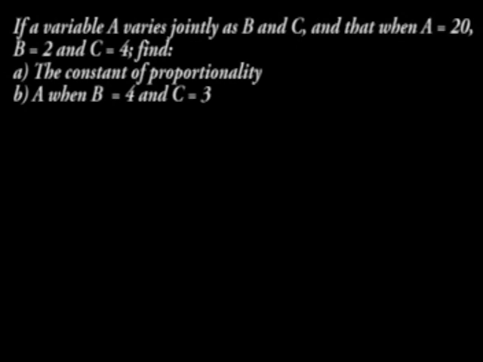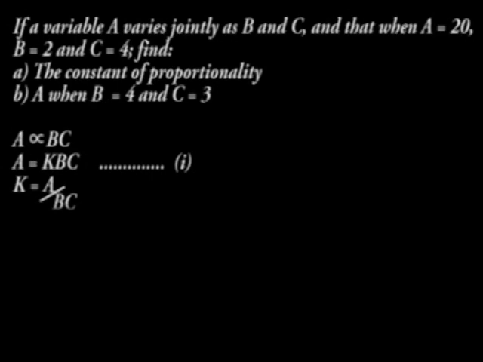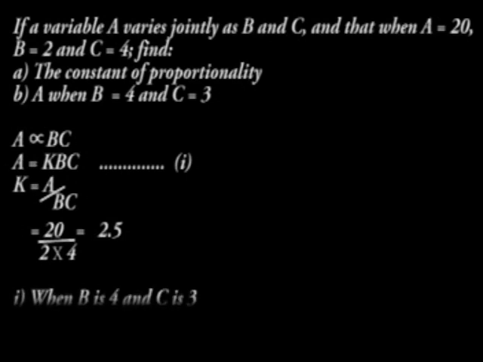For example, if a variable A varies jointly as B and C, and when A is equal to 20, B is equal to 2 and C is equal to 4, find the constant of proportionality. Also find A when B is equal to 4 and C is equal to 3. In our solution, A alpha B C means A is equal to K B C, equation 1. K is equal to A over B C, which is equal to 20 over 2 times 4, which is 2.5. Using equation 1, when B is 4 and C is 3, A is equal to 2.5 times 4 times 3, which is equal to 30.